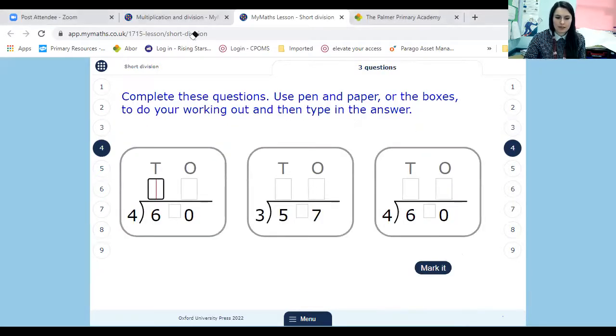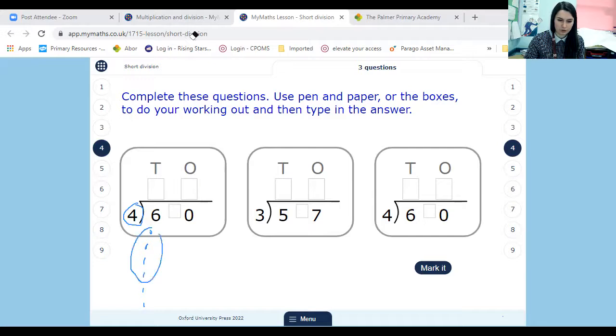So this time we've got 60 divided by 4. You can pause the screen if you're feeling confident and have a go at all 3 of these, or you can work with me and do it together. So I'm going to get my 6 dots. 1, 2, 3, 4, 5, 6. And I'm looking for groups of 4s this time.